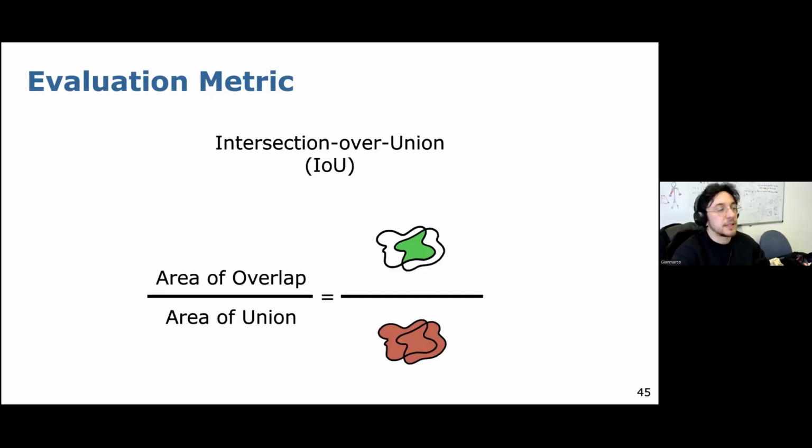So this means that this is a value between 0, when the two areas have 0 overlap, to 1, when the two areas are perfectly matching. And we can usually express it as a percentage between 0 and 100%.